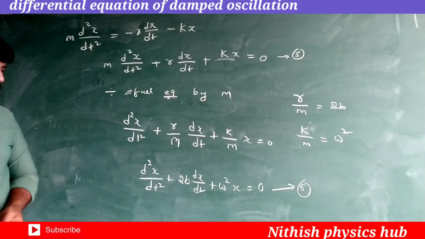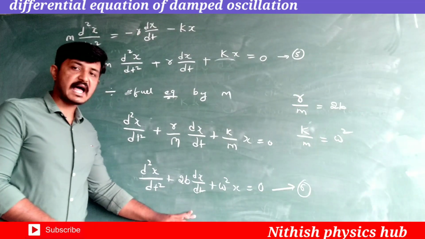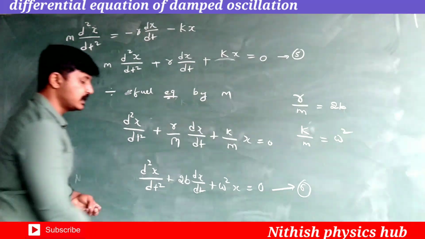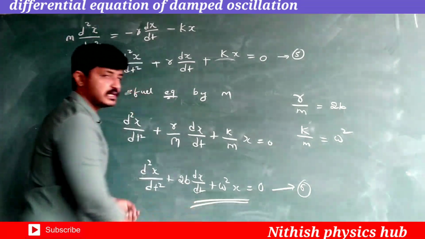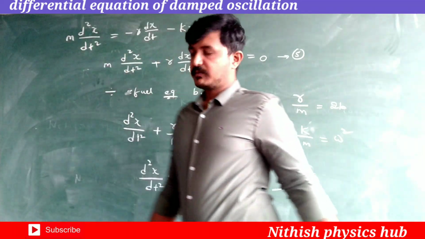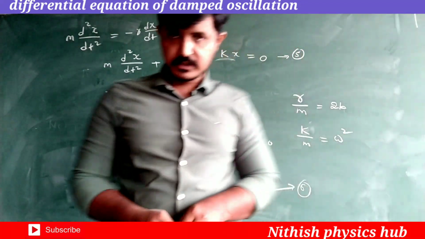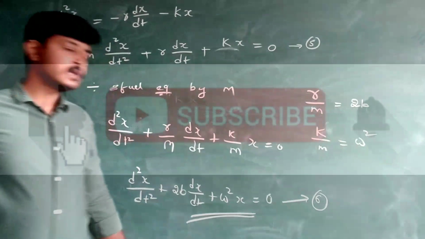So this equation is called the differential equation of a damped oscillation, and this equation should be solved by taking the solution for these equations in a derivative.